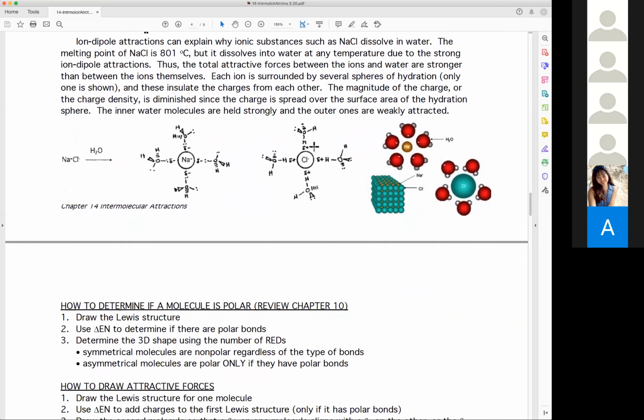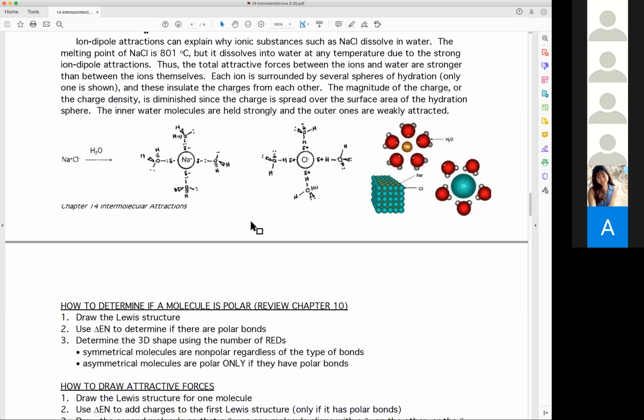So why does sodium chloride dissolve in water? The melting point of sodium chloride is about 801 degrees, which means that it's really hard to separate the sodium from the chloride. It's really hard to break that ionic bond. It's strong. But yet you can take sodium chloride and it instantly and easily dissolves in water, even cold water. So some people would say, oh, water must be a strong solvent. But then again, I want you to start thinking like how I think.